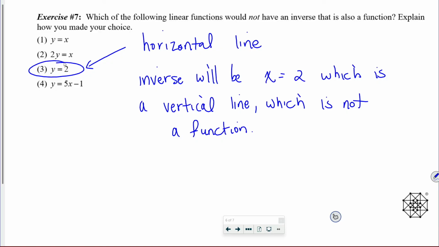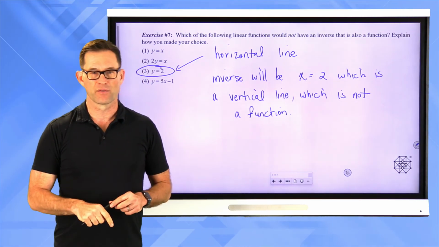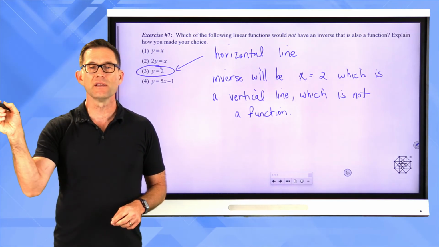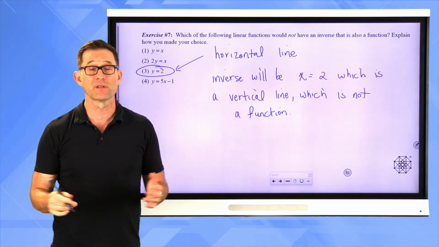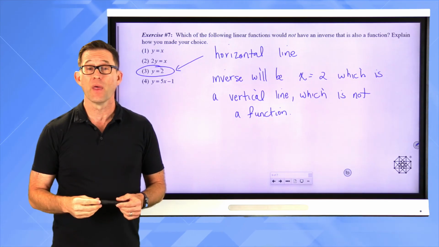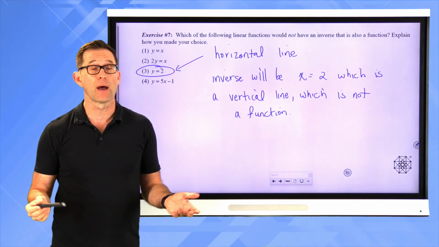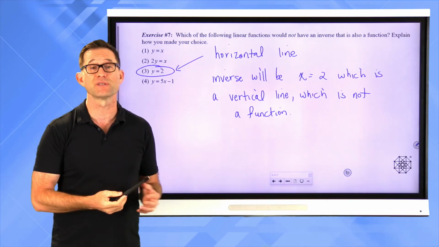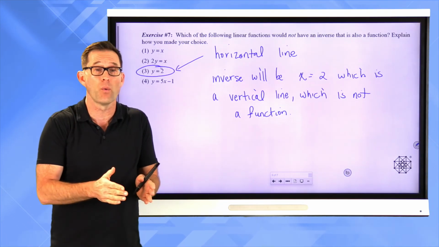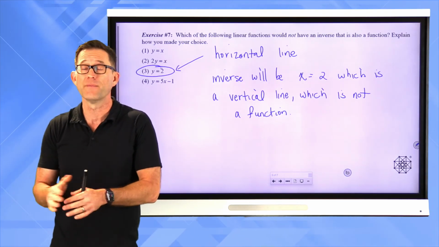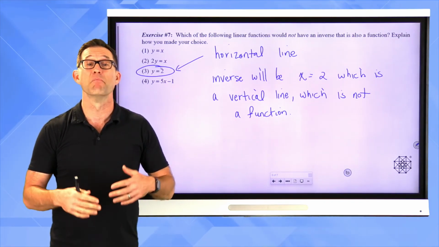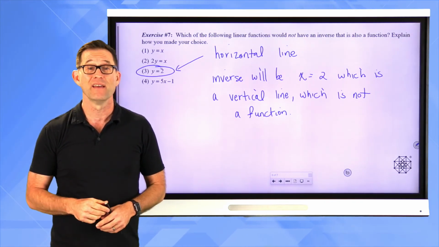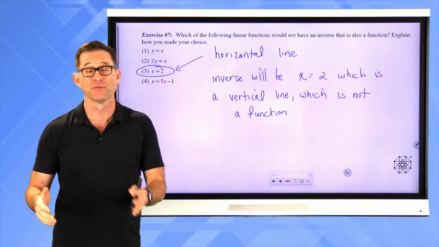So even though horizontal lines are not interesting linear functions, because they are just literally a constant value, y equals 2, they are still a function, okay? And all functions have inverses. Now, whether those inverses are also functions themselves all depend on whether they are one-to-one functions or not. Y equals 2 is most certainly not a one-to-one function because it has multiple repeated y values. In fact, it only has one y value, y equals 2.